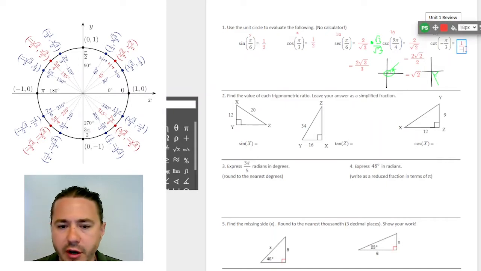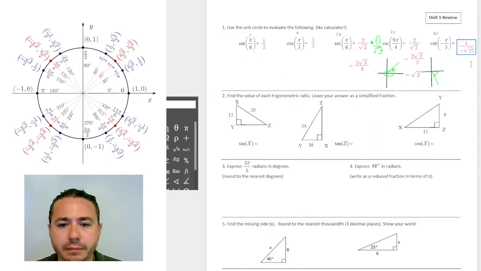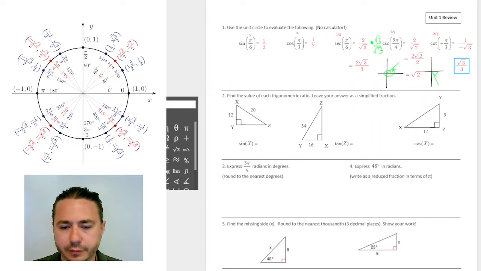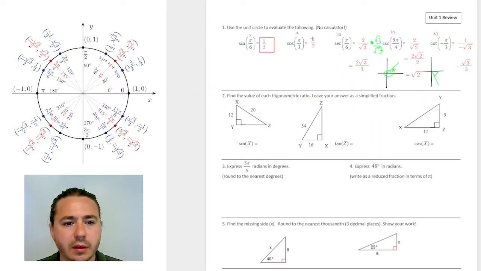So this is something that we are going to have to simplify by rationalizing the denominator again. So I'm going to multiply by root 3 over root 3, and that should result in 1 times root 3 is just going to be root 3. Let's try that again. It's going to be root 3, and then over 3, and the whole thing will be negative. Okay, so that's how you use the unit circle to evaluate trig values.